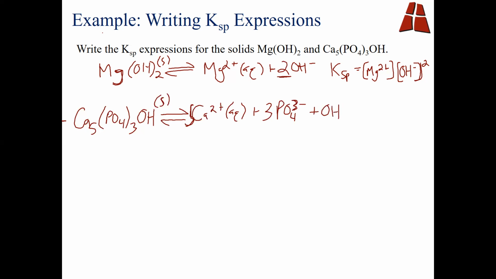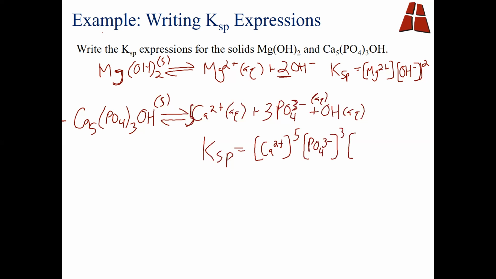And so if we wrote the KSP expression, the phosphate and the hydroxide are also aqueous. Sorry, I've been a little lazy on labeling my states here. Our KSP expression is going to be equal to the concentration of calcium to the 5th power times our concentration of phosphate, PO4 3 minus, to the 3rd power times hydroxide to the 1st power. And so we wouldn't need to label that.